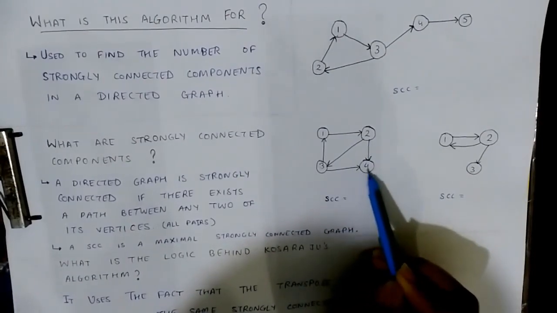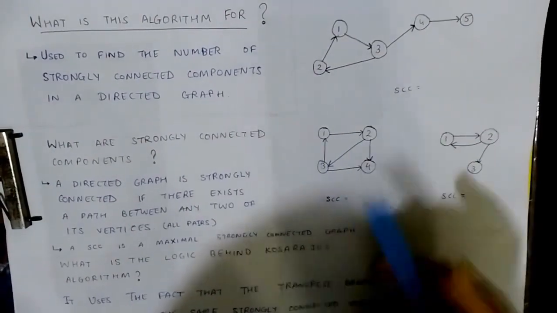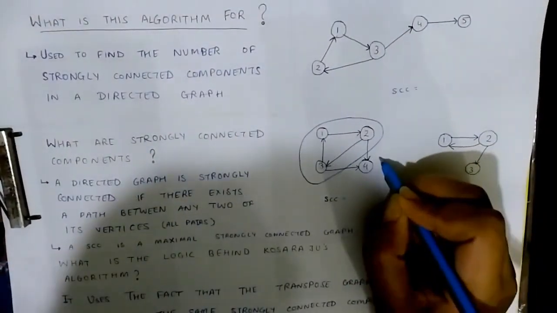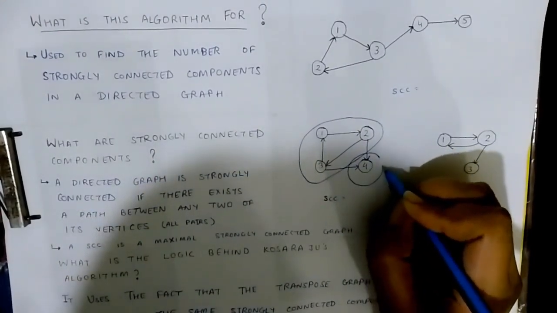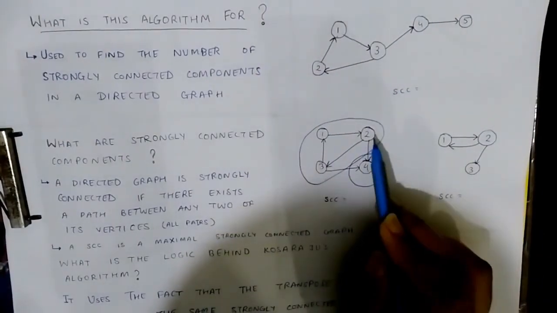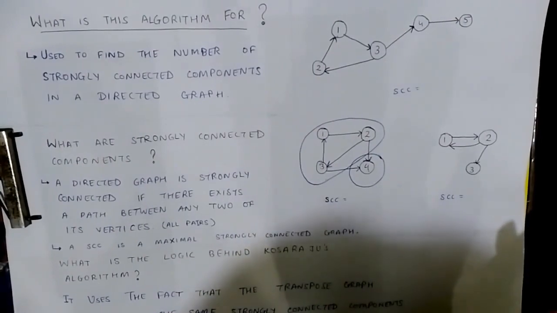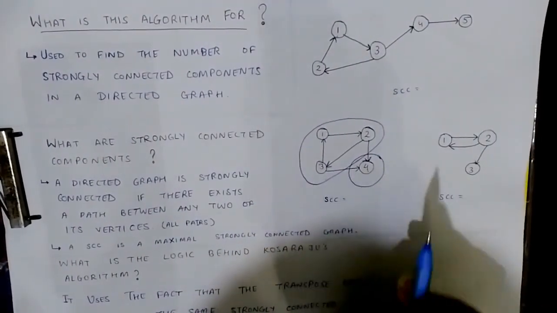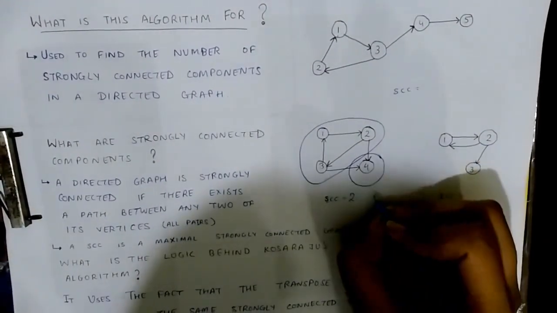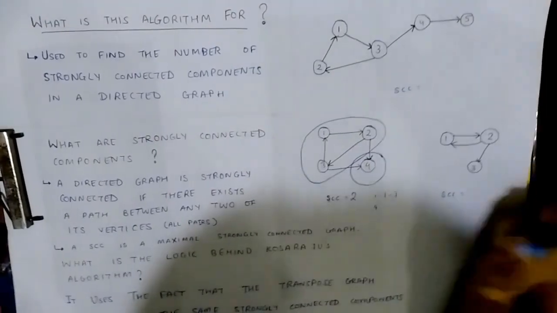4 here is not a part of the connected component. Here 1, 2, 3, this part will be one connected component and this would be a separate connected component, because from 4 we cannot go to 2 or 3 or any other vertex. So this graph in general has two strongly connected components. That would be 1, 2, 3 and 4.